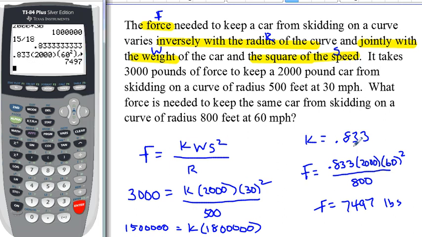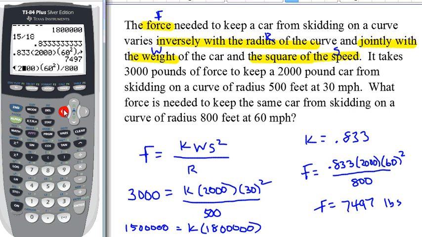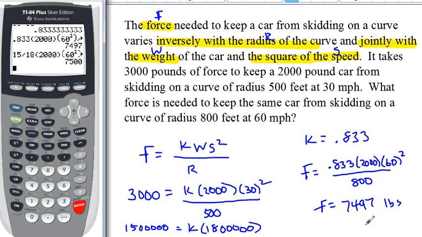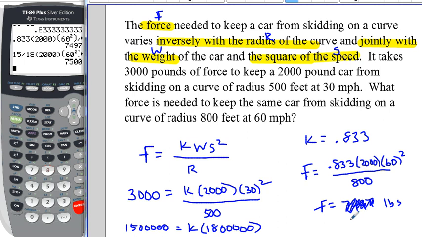If I had not rounded this, 15 divided by 18, let's just try the second entry. I think we might actually have a nicer answer. So let's go back here. Just want to change this to 15. 15 divided by 18. I'm just going to try it with the exact value for K. Yeah, and actually the real answer, if I had not rounded, would have been 7,500 pounds.